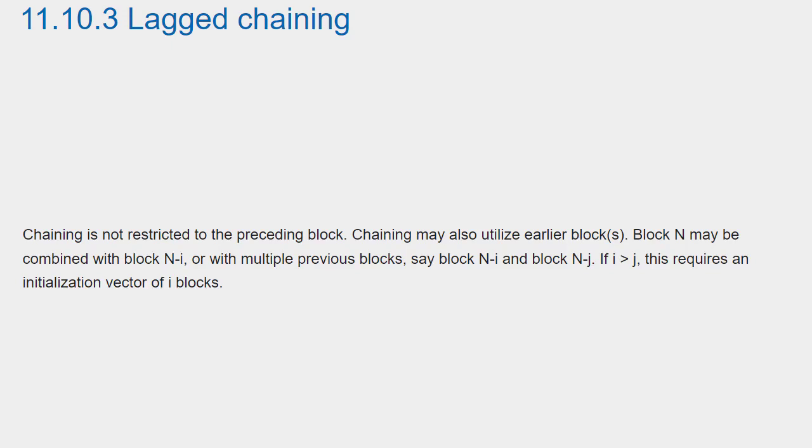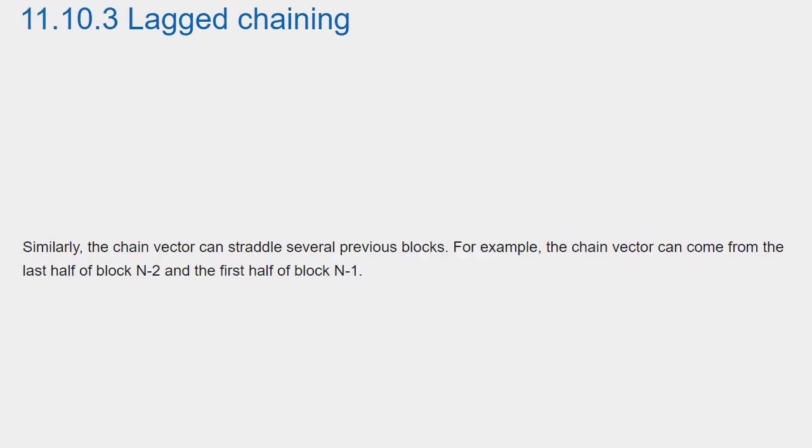Section 11.10.3 Lagged chaining. Chaining is not restricted to the preceding block. Chaining may also utilize earlier blocks. Block n may be combined with block n-i, or with multiple previous blocks, say block n-i and block n-j. If i is greater than j, this requires an initialization vector of i blocks. Similarly, the chain vector can straddle several previous blocks. For example, the chain vector can come from the last half of block n-2 and the first half of block n-1.